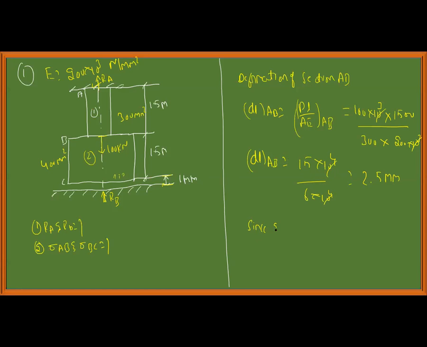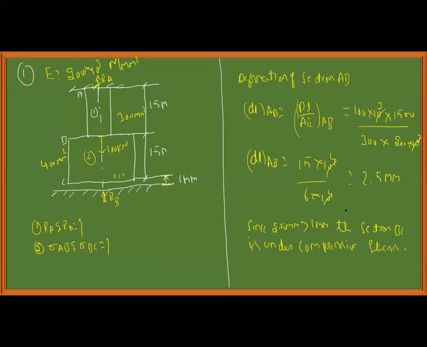Since 2.5 mm is greater than 1 mm, the section BC is under compressive stress. But can you tell me what is the maximum deformation these two sections can undergo? Only 1 mm. If this is 2.5 mm tension, then this will undergo 1.5 mm compression. Therefore, the total deformation is only 1 mm, right?